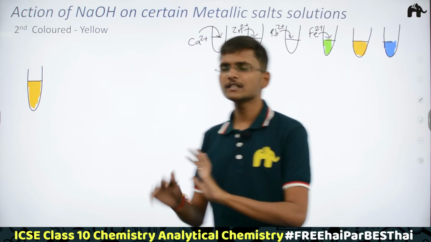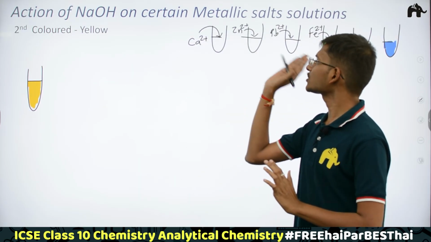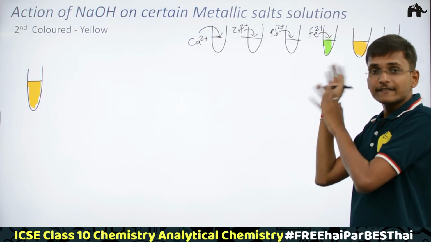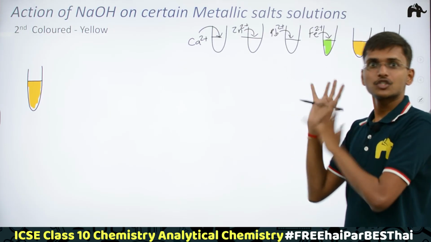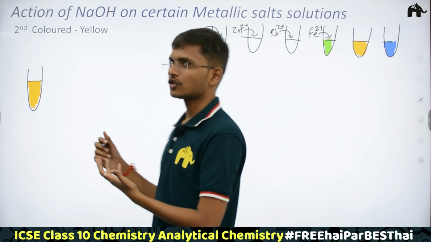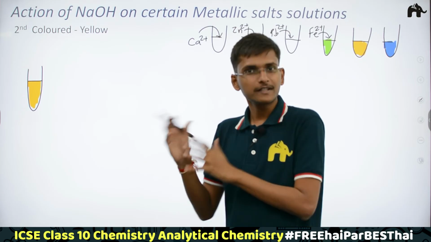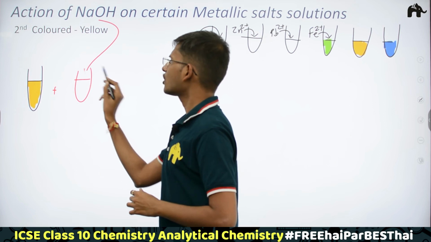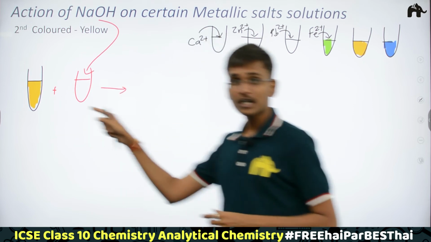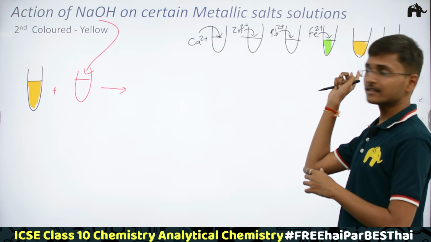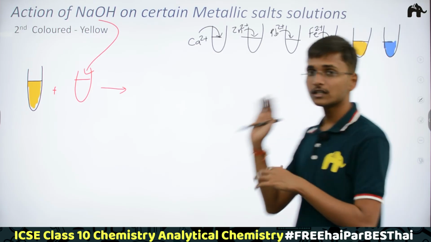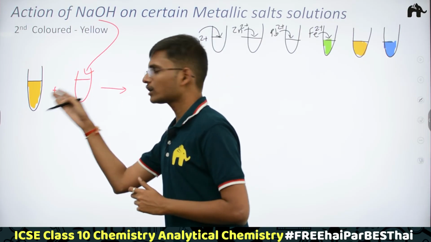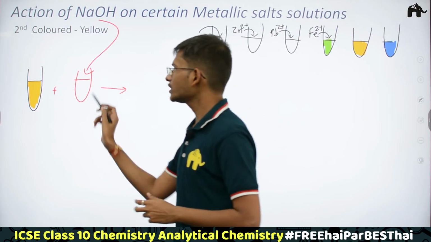So one by one we have seen the action of NaOH on calcium salt, zinc salts, lead salts, and now we have seen just now the action on Fe2+ salts like ferrous salts. Now it's turn to see the action on the next salt, but wait a minute, we will discover it. Simply, the same process, adding NaOH drop by drop into this yellow colored metallic salt solution. Now it's this yellow colored solution's turn to get discovered.